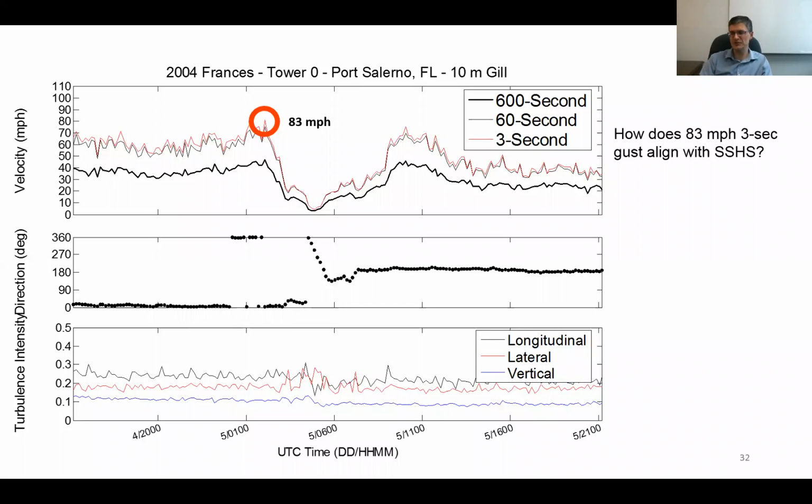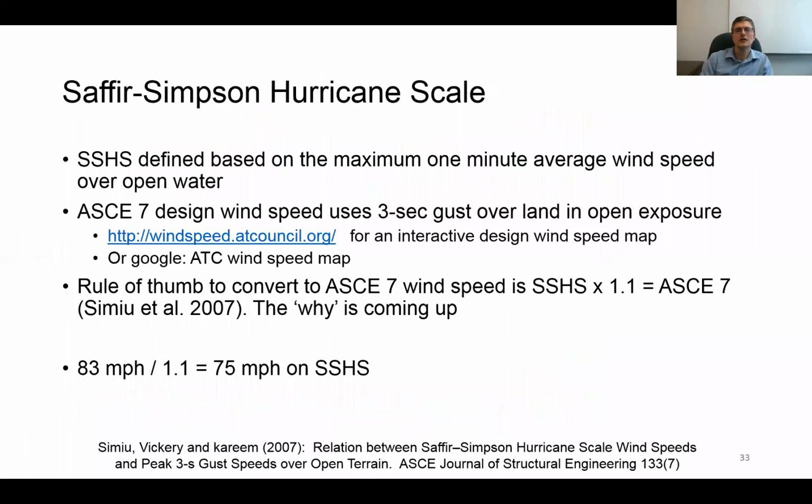And so again, it brings up the question: is 83 miles per hour, can you copy and paste that right onto the Saffir-Simpson hurricane scale? And the answer is no, not quite. Saffir-Simpson is defined based on a maximum 1-minute average wind speed measured over open water, whereas ASCE wind speed references, for example in the design wind speed maps, use a 3-second gust over open land in what's called open exposure.